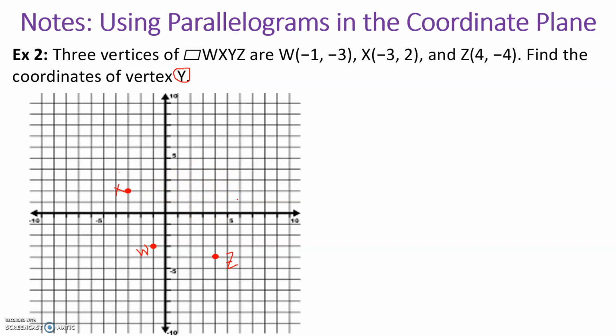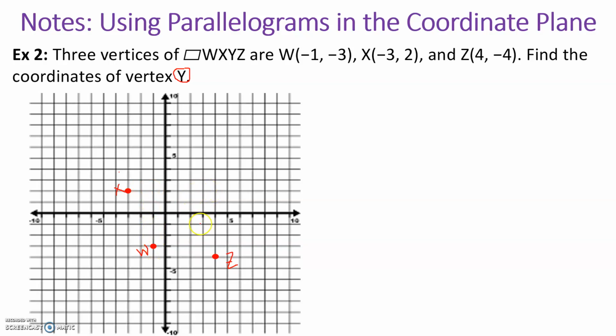Now, we know that parallelograms have opposite sides congruent. If we look here between X and W, we can see that the space between X and W is right 2, down 1, 2, 3, 4, 5. Therefore, the space between Y and Z has to also have that right 2, down 1, 2, 3, 4, 5.